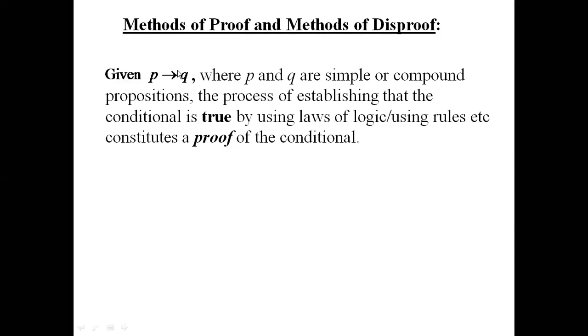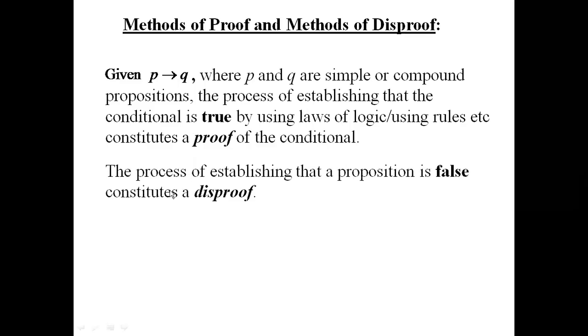So given a conditional where P and Q are simple or compound propositions, we establish that the conditional is true by using some of the laws of logic that we learned in the previous classes, or any of the rules of inferences. And if we are able to prove the conditional is true, this gives us the proof of the conditional.